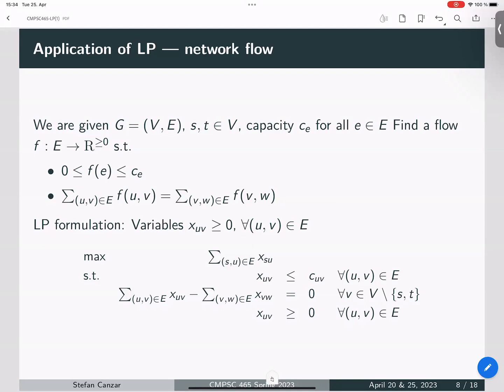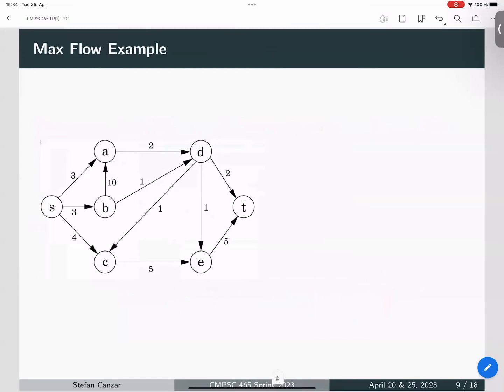Well, we can do it geometrically if we only have 2 edges in our network. But let's first look at an example of a specific network, because I noticed that sometimes it's not clear how this abstract class of constraints translates to a specific instance. So let's see, we have a particular example of a flow network with these vertices. We have a source and a sink, and we have the capacities that are given here on these edges. How many variables will our linear program have in this particular case?